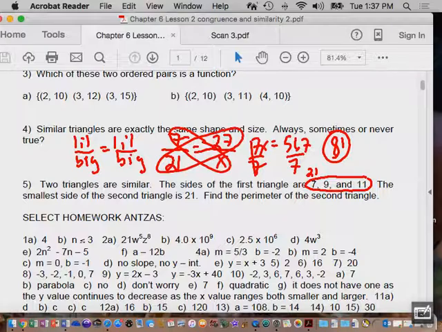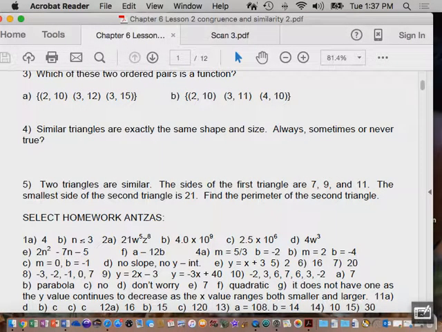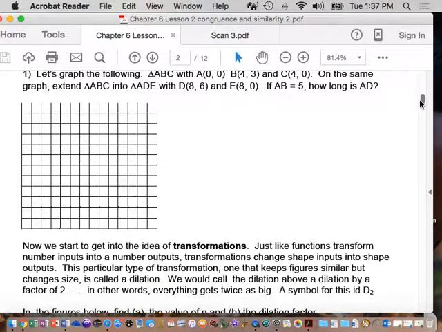Okay, so let's go forward then into today's lesson. You see on this sheet, there's the homework answers from yesterday. You can always check that out a little later on.